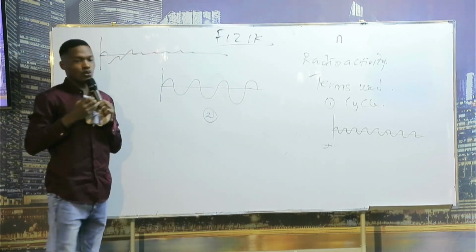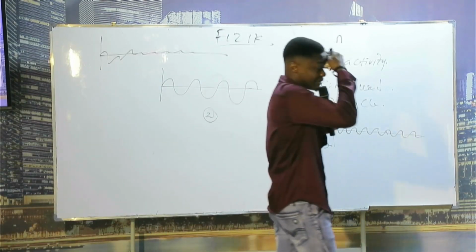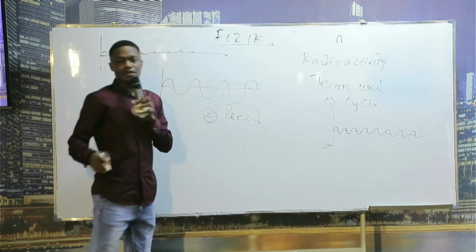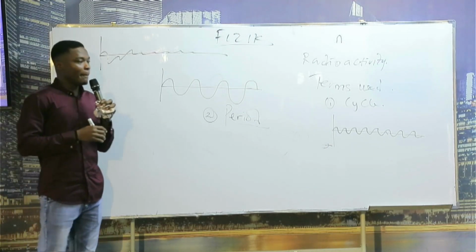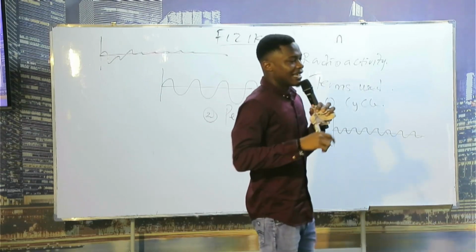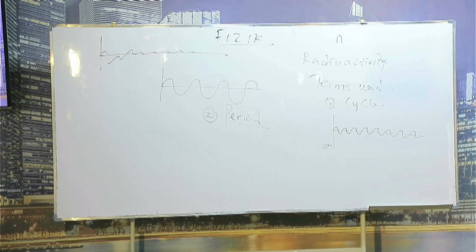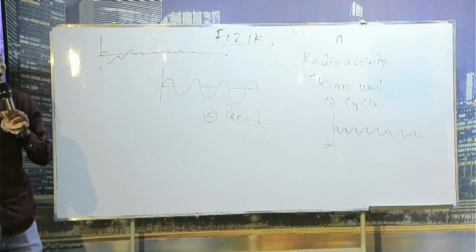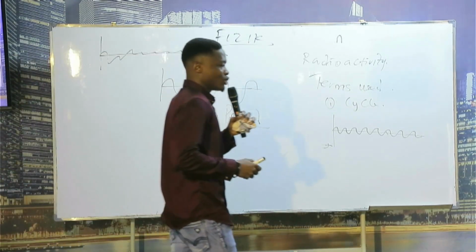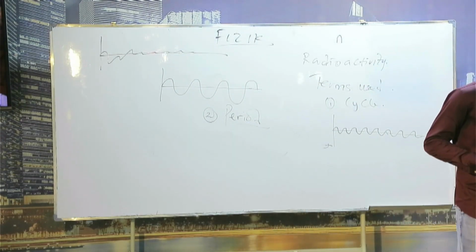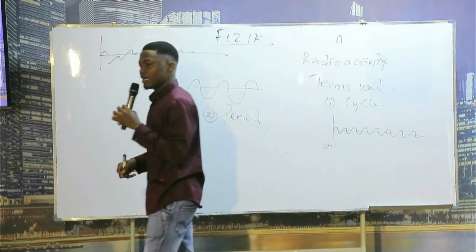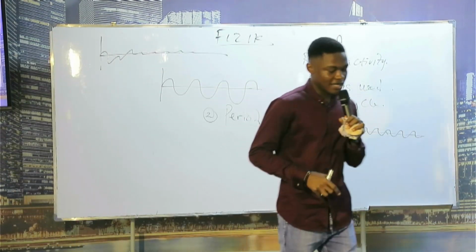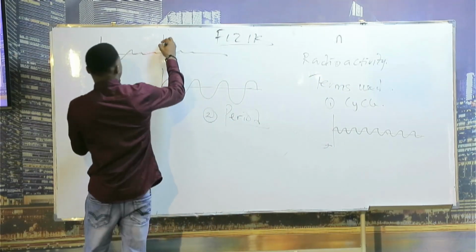Number 2. Period. It is the time taken to complete 1 cycle. Full stop. It is represented as T.